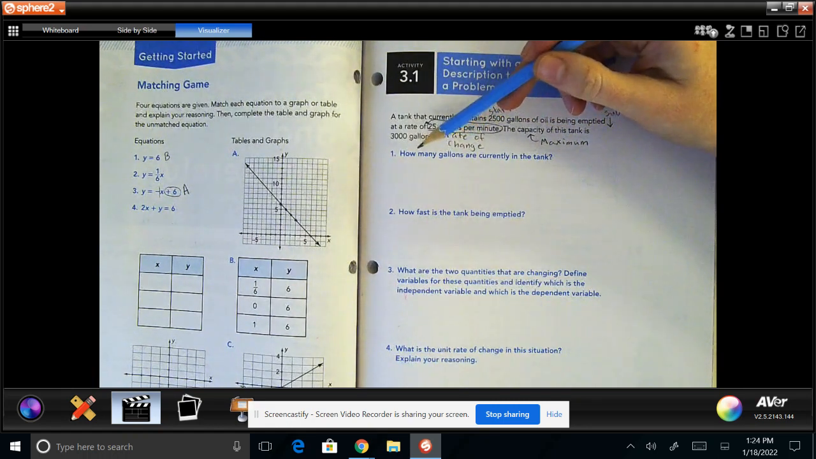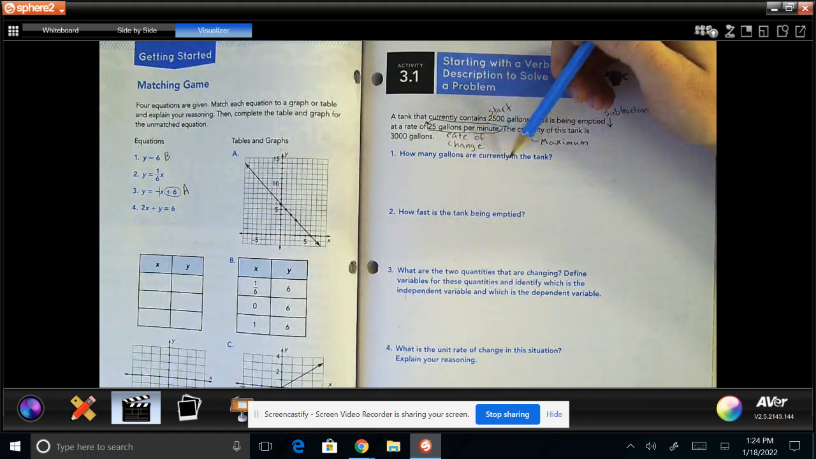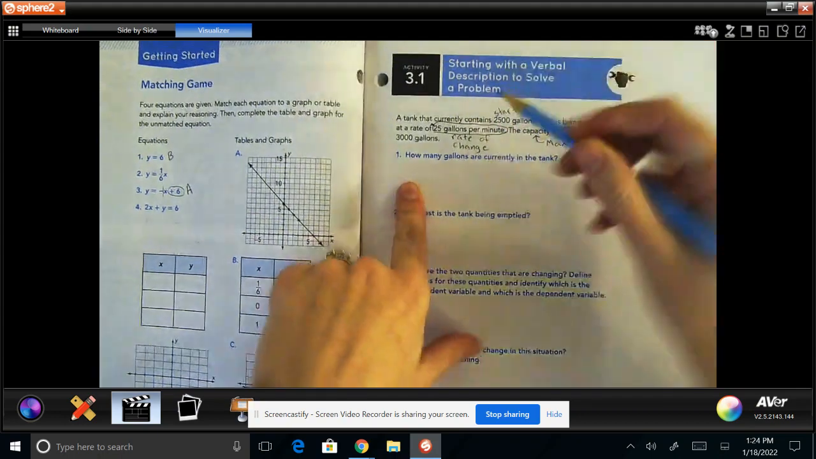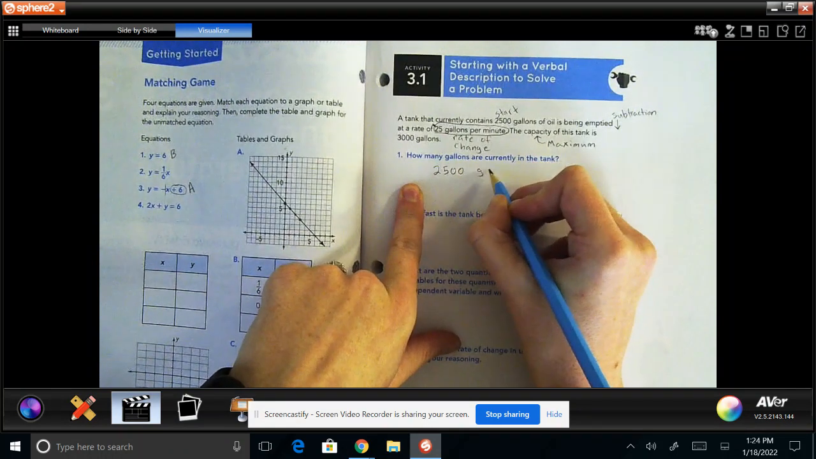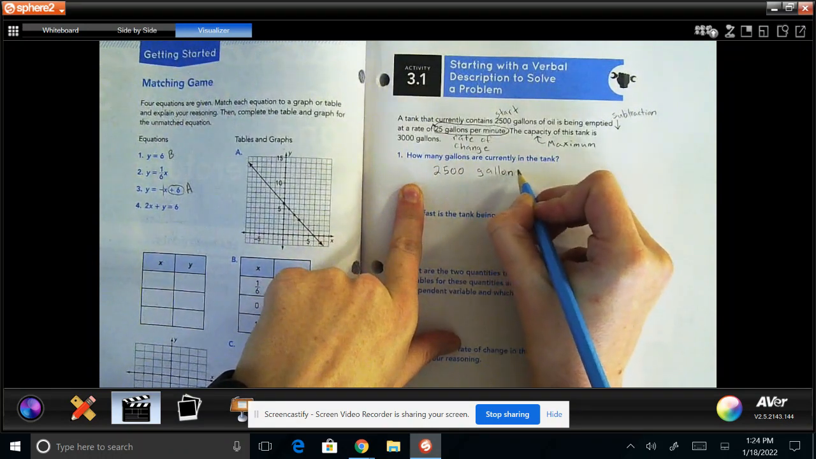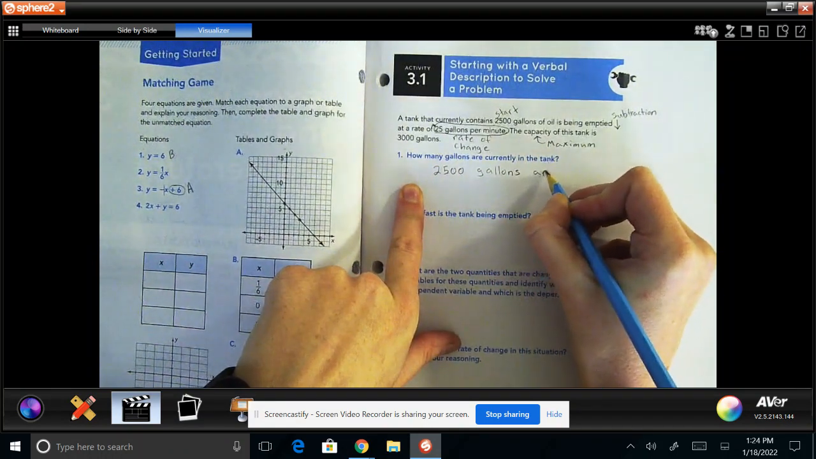Question number 1. How many gallons are currently in the tank? Well, that's what I'm starting with. So that's 2,500 gallons are in the tank.